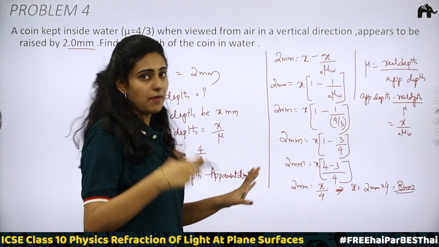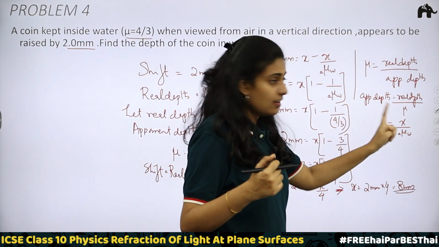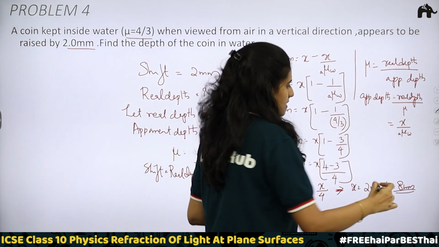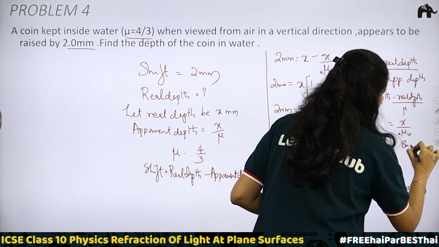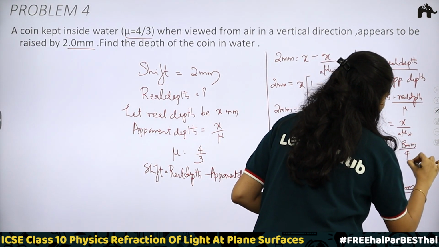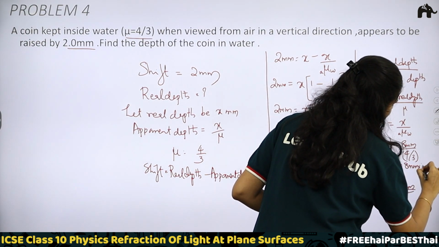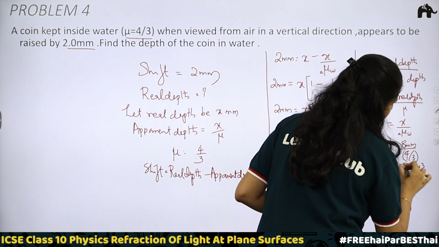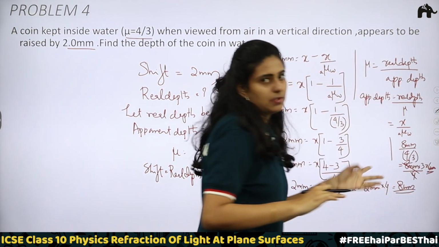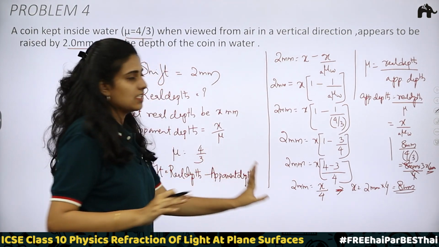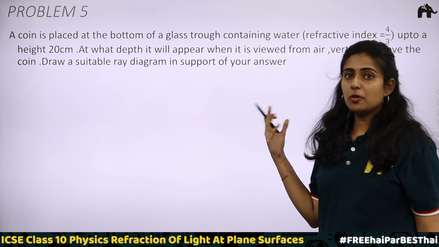If you have to find the apparent depth, how to find it? We have apparent depth is equal to real depth divided by refractive index. If the question also asks for the apparent depth, you will get 8 millimeter divided by 4 by 3, which is 8 millimeter into 3 divided by 4. Cancelling, we get 2 here, and 6 millimeter will be the apparent depth. Here we are not asked to find the apparent depth, we just need to find the real depth, which is 8 millimeter.